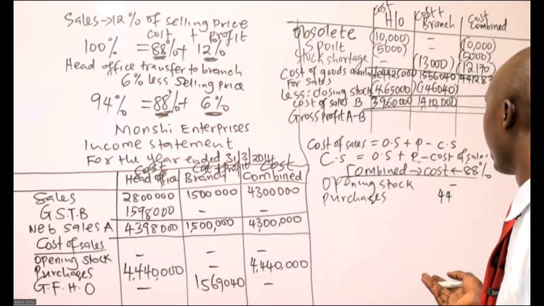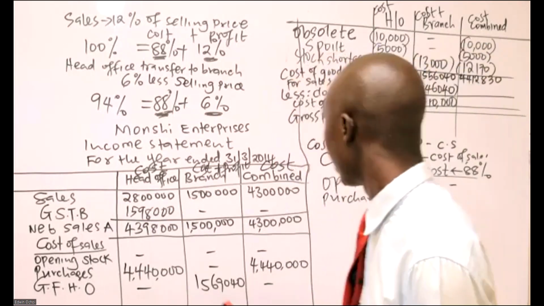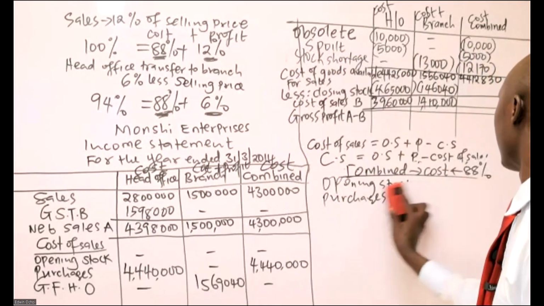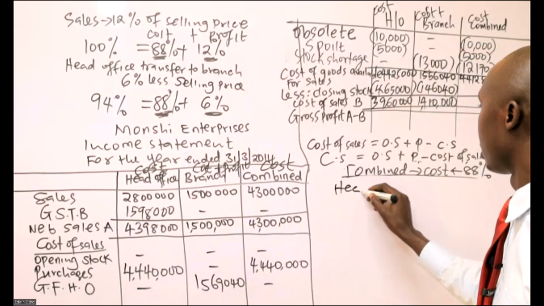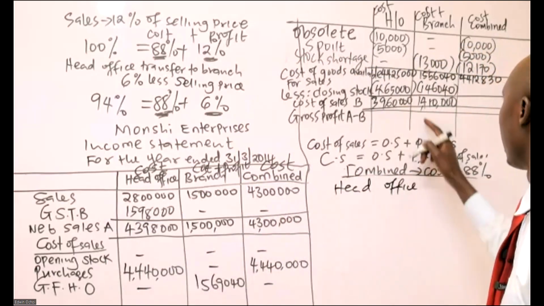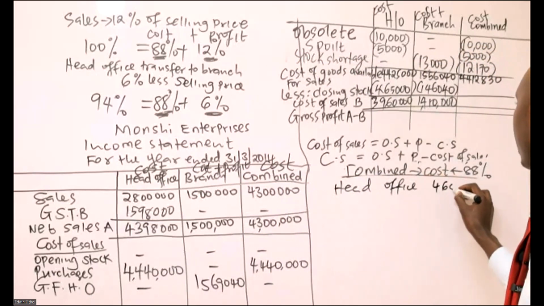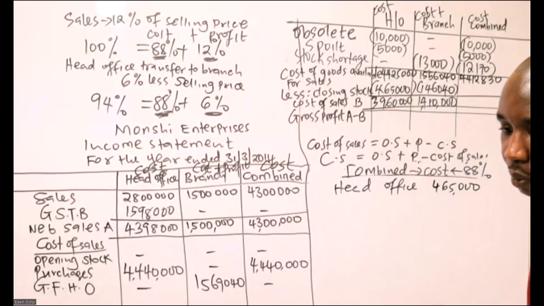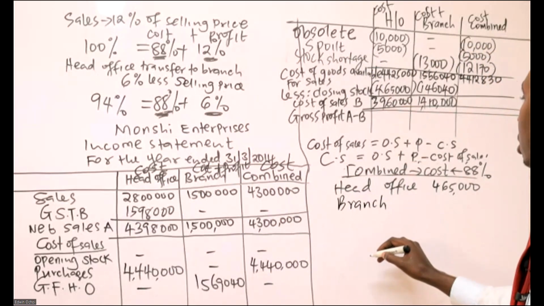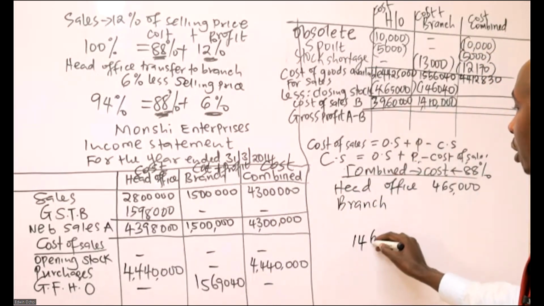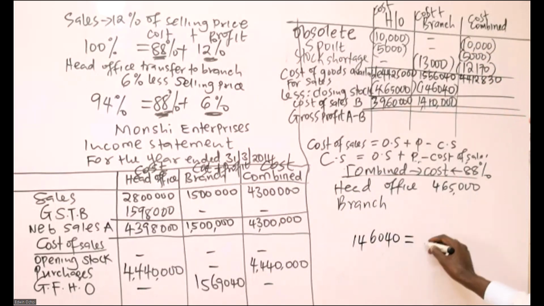Or what we can do under the combined, it can be easier if I do this. Instead of doing all of this, what I will do here under combined is this. Remember that already we have Edovis. Edovis is 465. And this one can be easier. 465. Branch is at 146,040, but you know that the branch is maintained at 94%. That is how goods are transferred to the branch. But here we need 88%.